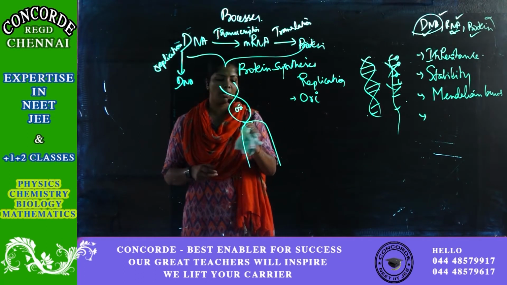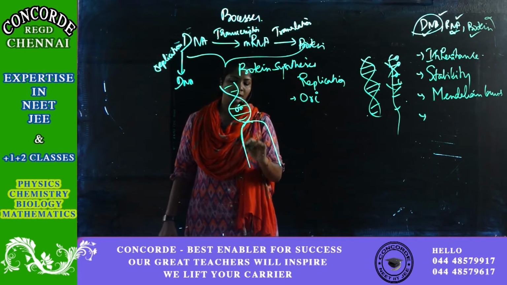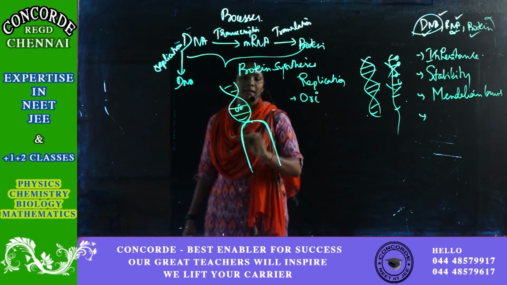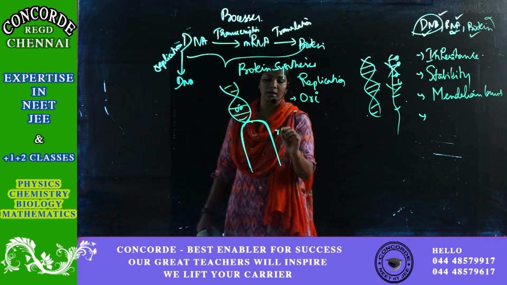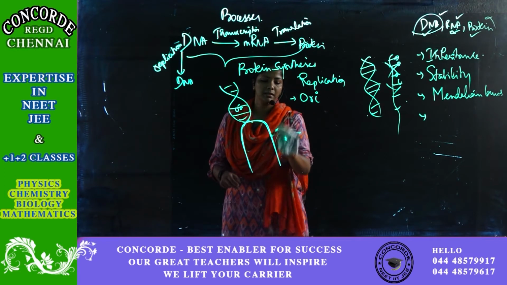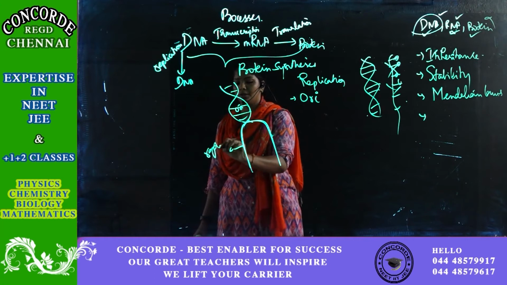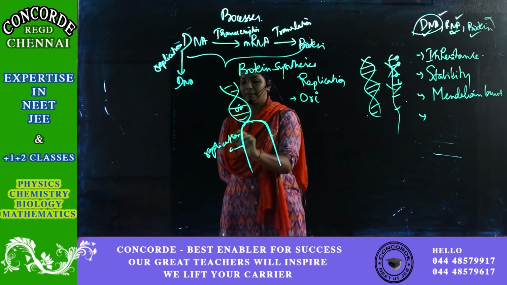Okay, so the bonds are broken, that is, you'll have hydrogen bonds in between. So the bonds are broken and the DNA is opening up like this to form what is called a replication fork. So the DNA forms a replication fork. So it's more like a fork kind of structure. So this is called a replication fork.